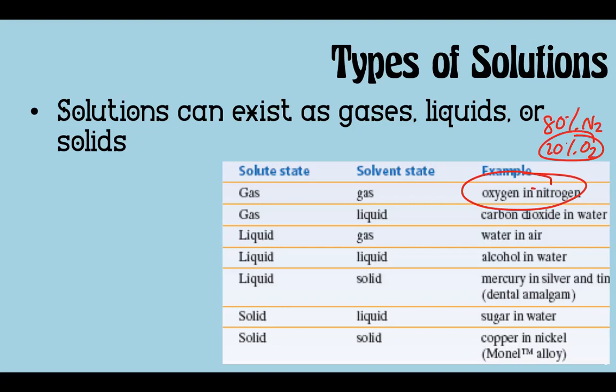If the solute is a gas and the solvent is a liquid, an example of that is carbon dioxide dissolved in water in your carbonated drinks like Coke, Pepsi, Fanta, things like that. That's where you have carbon dioxide gas dissolved in sugar water. If you have the solute as a liquid and the solvent is a gas, an example of that is the water that's in the air.